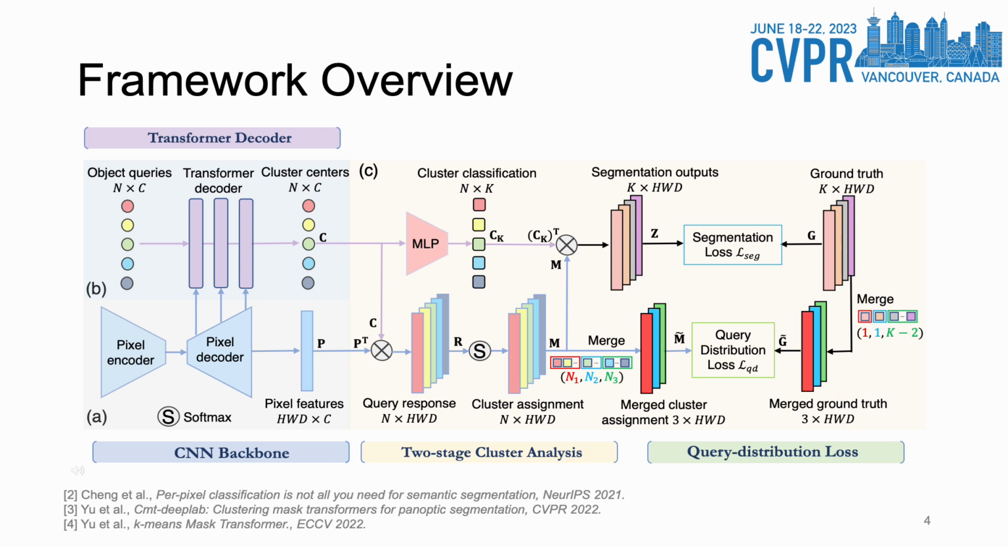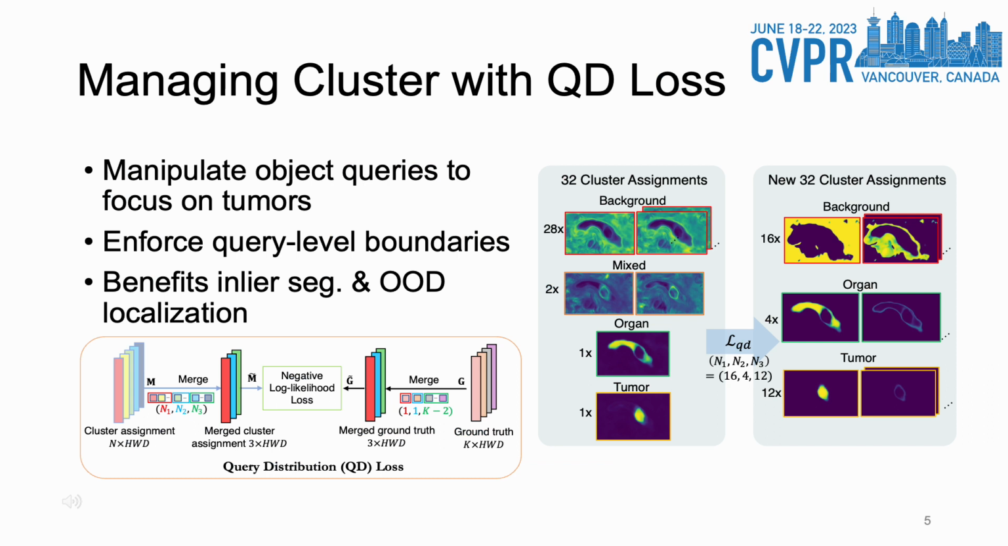The overall segmentation is supervised by a classic segmentation loss and a novel query distribution loss. We observe that when only using classic segmentation loss, queries focus majorly on the background and organs rather than the tumors, because the significant difference between foreground and background greatly distracts the model from focusing on subtle differences between OOD objects and inliers. Motivated by this, we propose a query distribution loss to manipulate the object queries and guide them to focus on the foreground, especially the tumors, and encourage concentrated cluster learning.